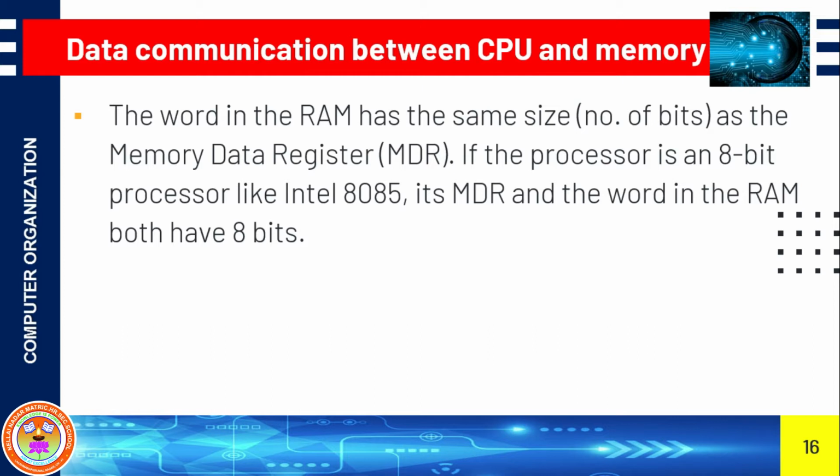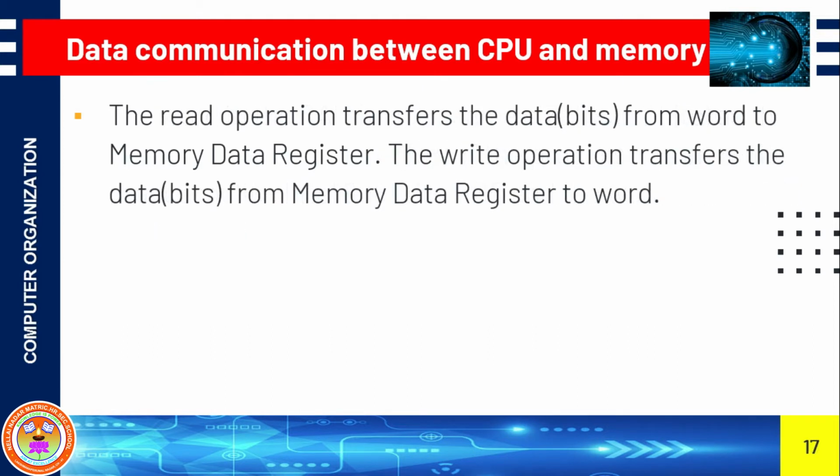Okay, so these are the methods we can follow to perform an action. And then the read operations. Generally we have two different types of operation. One is the read operation, another one is the write operation. The read operation transfers the data from word to memory data register. The write operation transfers the data from memory data register to word. These are the differences between the two operations. So the first one is the read operation. The data should be read in the CPU. What will happen? It transfers the data, that is the number of bits of data, from word to memory data register.